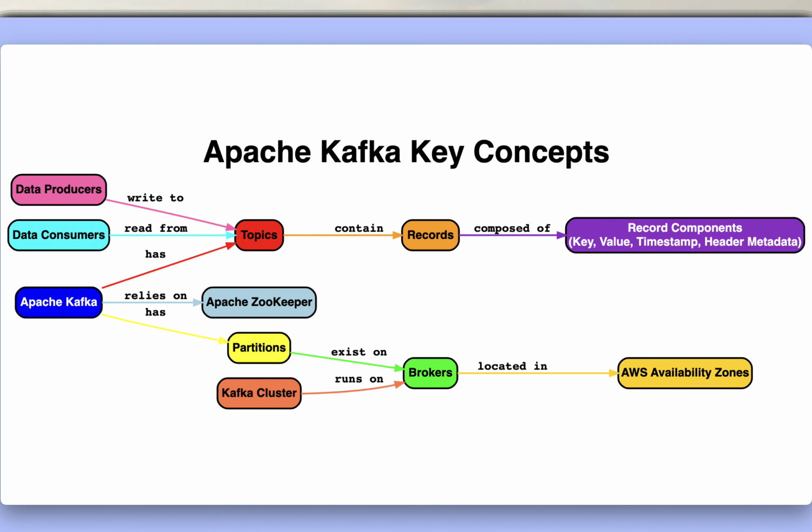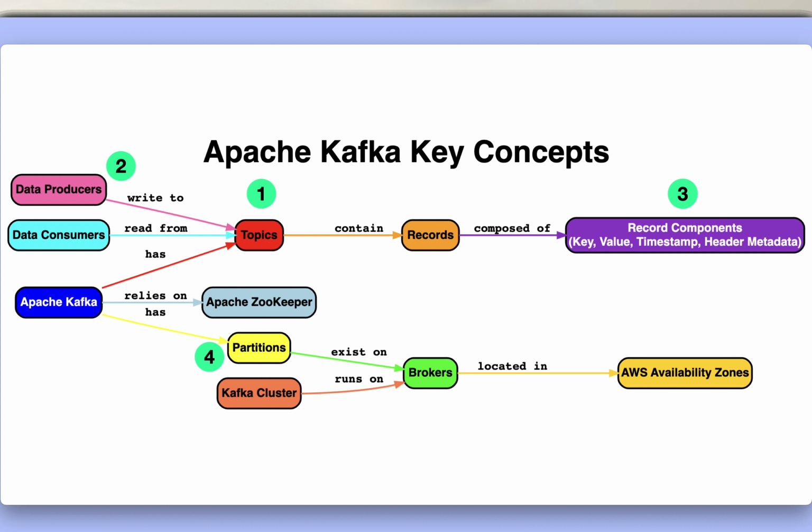Key concepts of Apache Kafka. 1. Topics and records. Apache Kafka stores data in topics. Each topic can have multiple records. 2. Producers and consumers. Data producers write records to topics, and consumers read from them. 3. Record components. A record consists of a key, a value, a timestamp, and possibly header metadata.